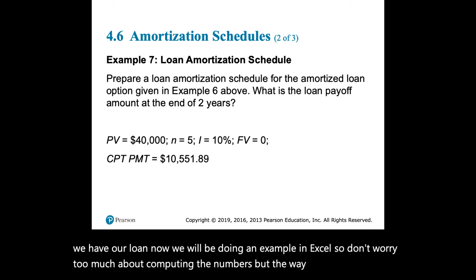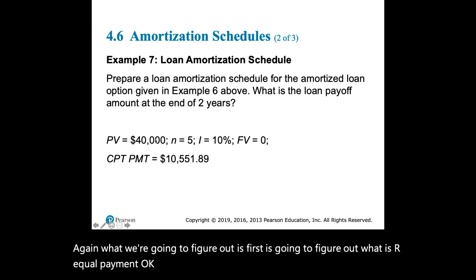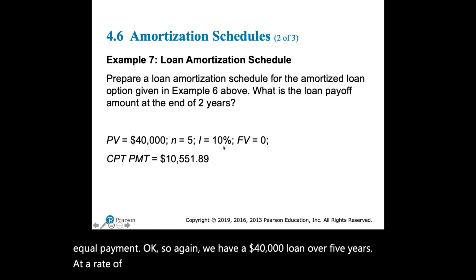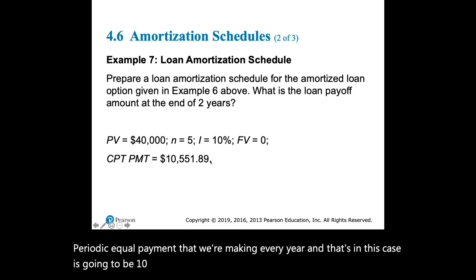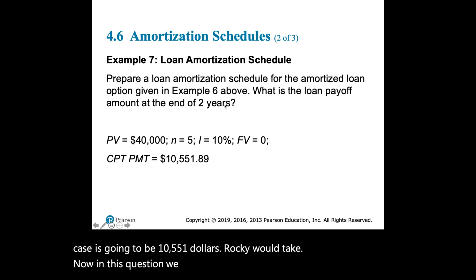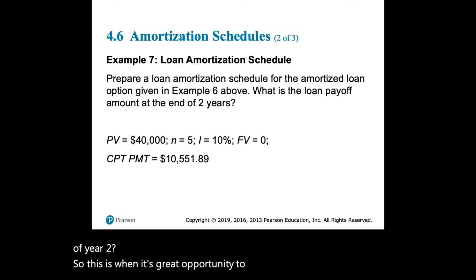So again, we have a $40,000 loan over 5 years at a rate of 10%, okay? We want to figure out what is our periodic equal payment that we're making every year, and in this case, it's going to be $10,551, give or take. Now, in this question, we want to know what is the loan payoff amount at the end of year 2. So this is a great opportunity to create an amortization schedule so we can answer that question.